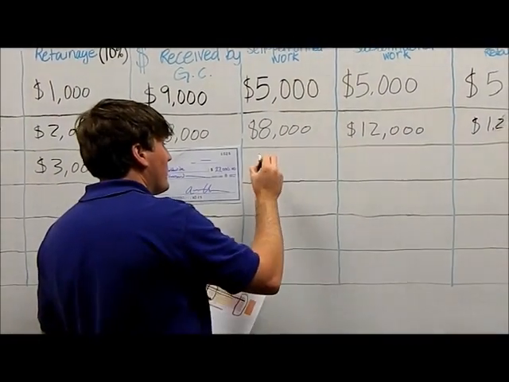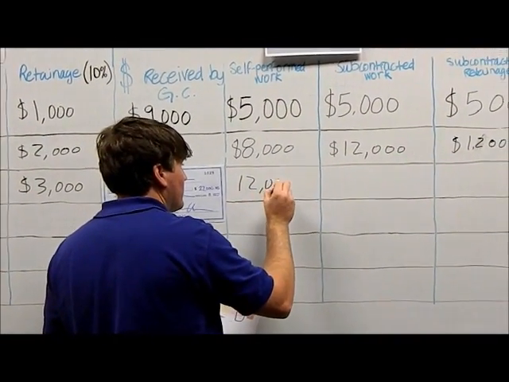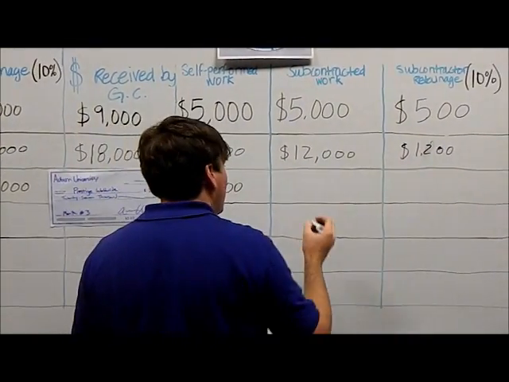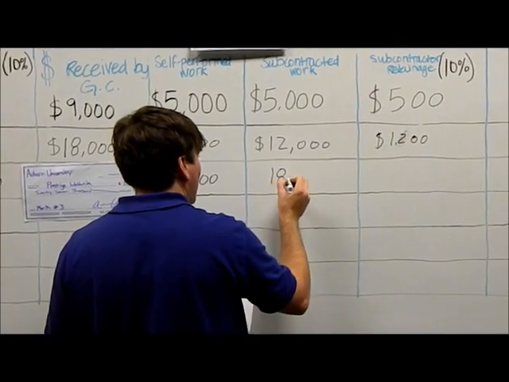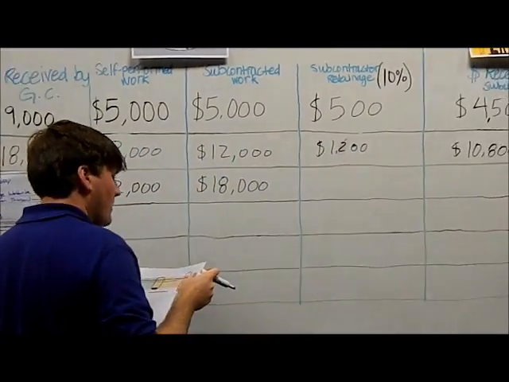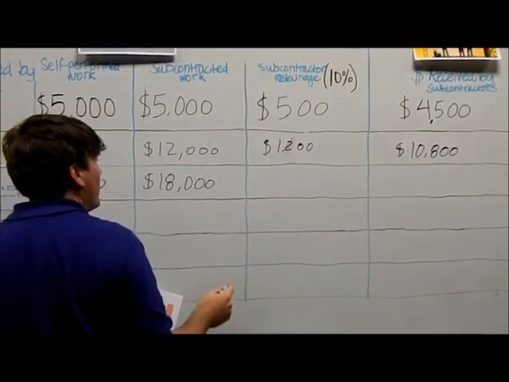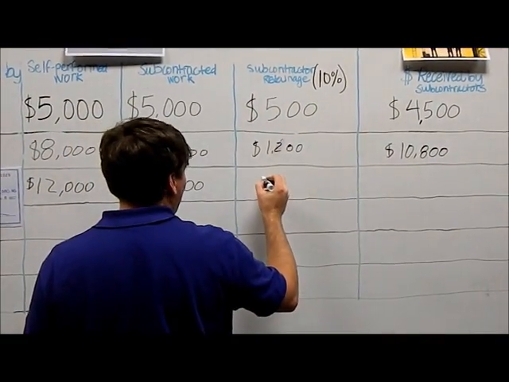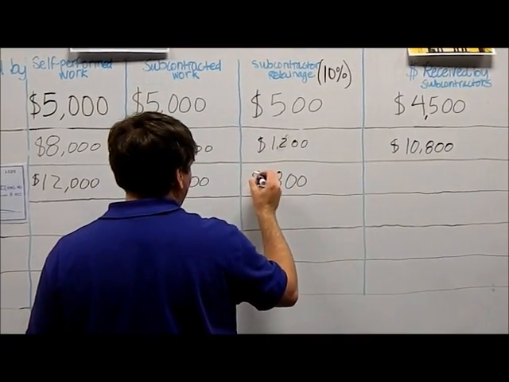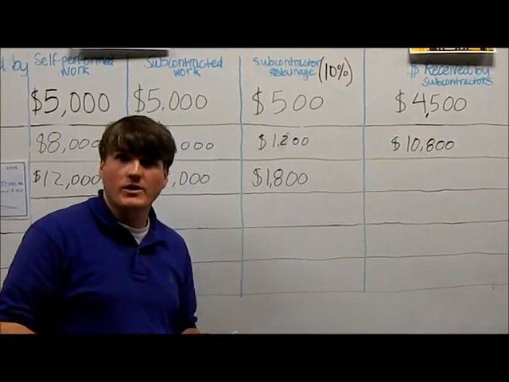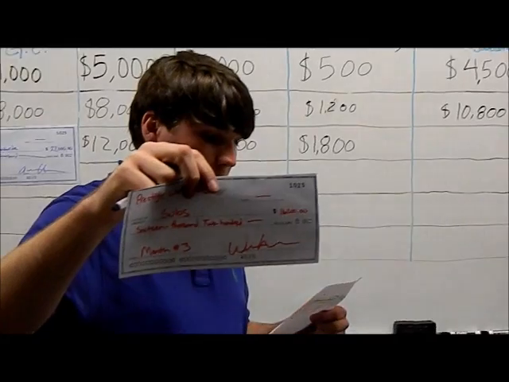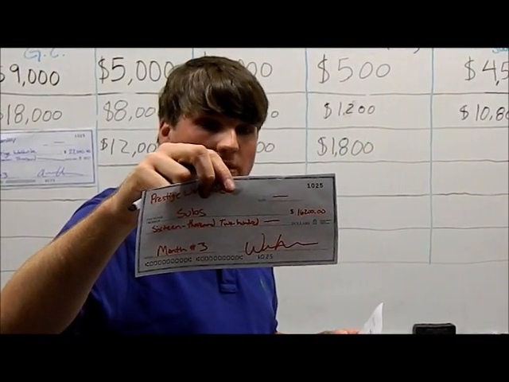Our self-performed work that we did was $12,000. Our subcontracted work was $18,000. 10% retainage from us to the sub is $1,800. So our total check to the subcontractor is for $16,200.